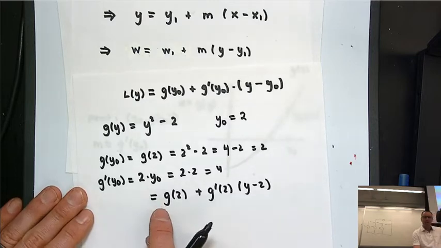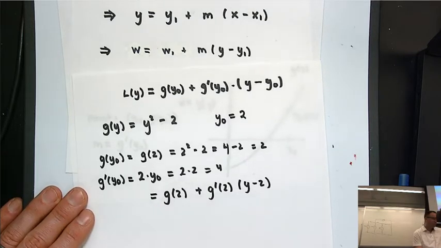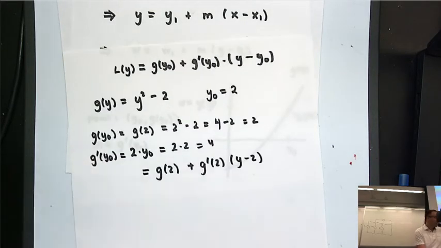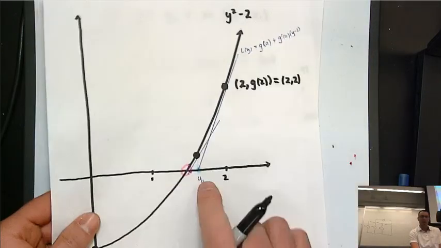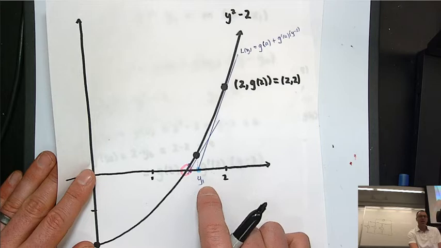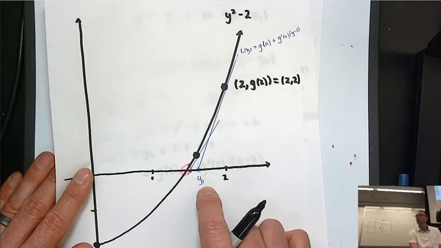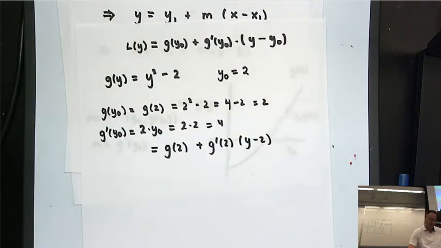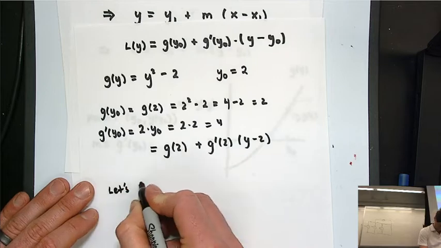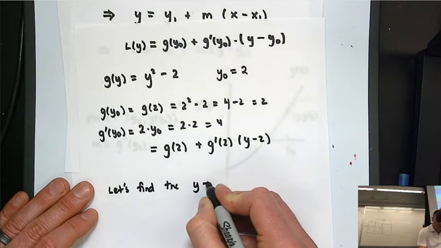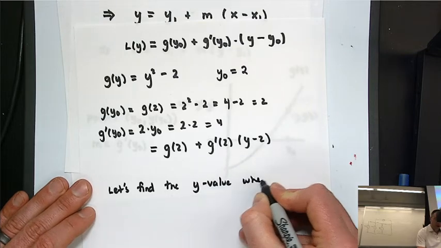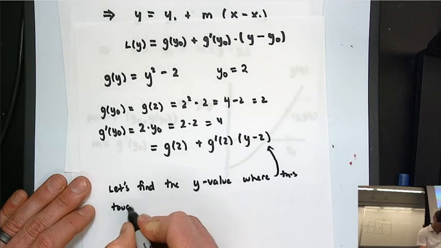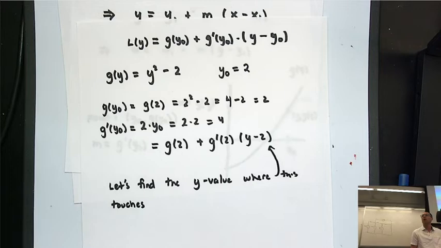What did we say about this approximation? Set it equal to 0. If we can find where this approximation touches the axis, we would get a new value for the approximate root that we're looking for, right? So let's find the y value where this touches 0.